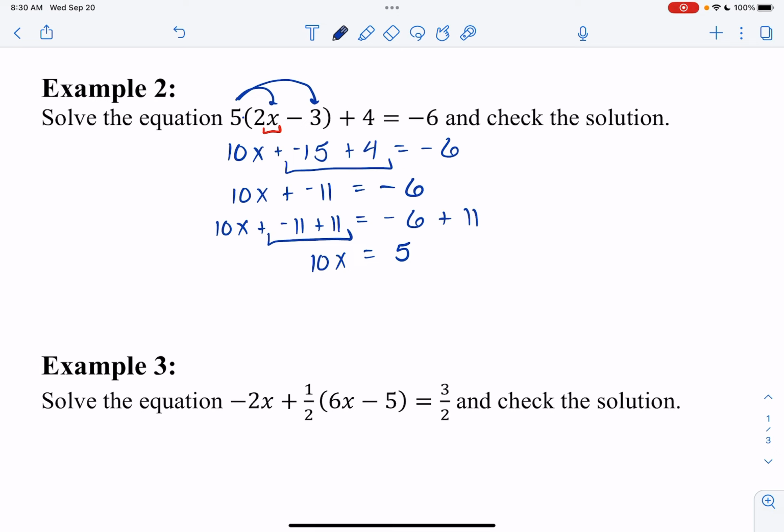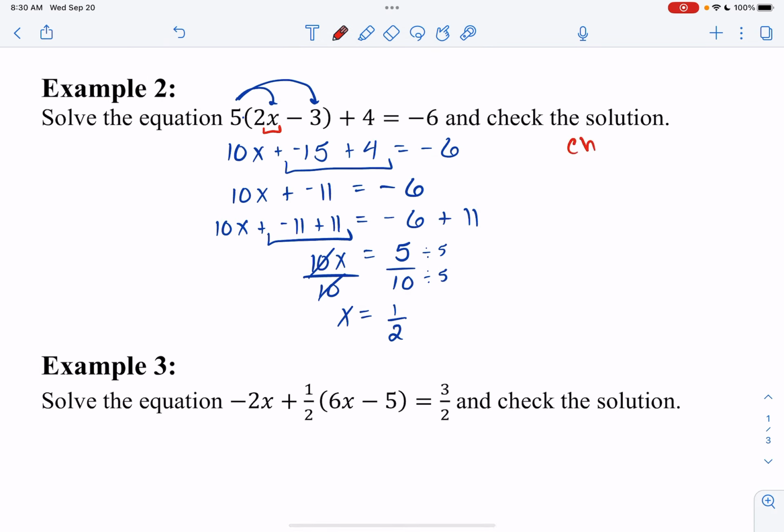We divide both sides by 10. And I'm left with 5 divided by 10. 10 does not go evenly into 5. It's too big. But it is a fraction. I can simplify. They're both divisible by 5. And I get 1/2. So there's my solution, 1/2.